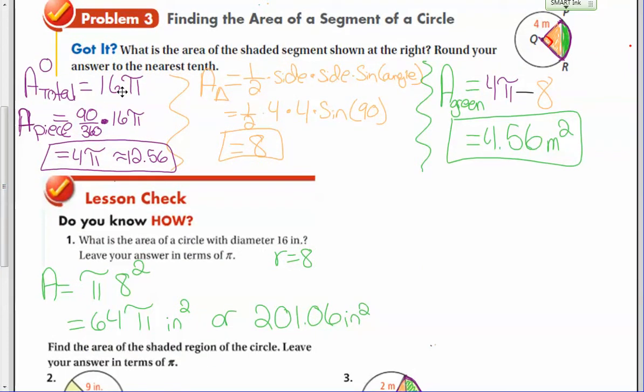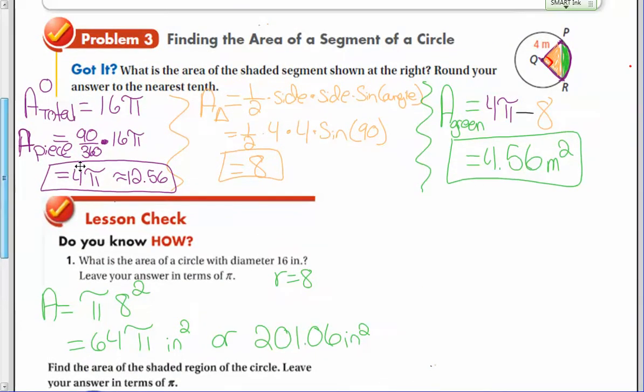So my total area of my whole circle, not just the purple section, but the whole entire circle, would be not 16 pi, it would be 4 squared times pi. Sorry, I thought they doubled it for a second there. So I'm going to take the radius of 4, square it, times pi, so my total area is 16 pi. The piece, I know that I'm eating 90 degrees.